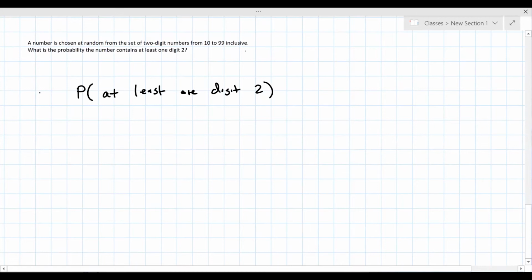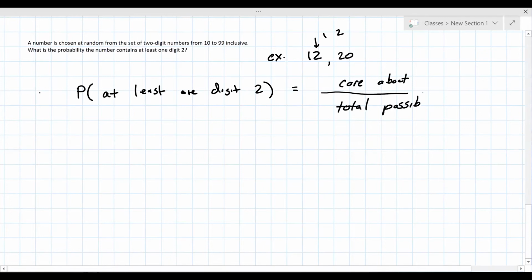So an example of this would be, for example, 12. 12 has 1, 2 in it, okay? Another number that would be correct is 20. But we don't want to have to count all these, so we're hoping to find a better way. The probability is always expressed as the ones that we care about over the total possible, or the space of the answers.